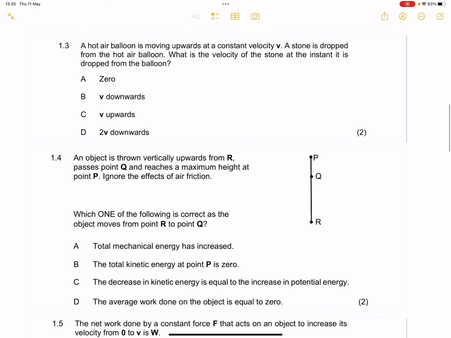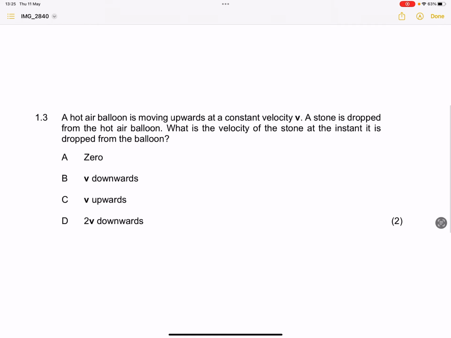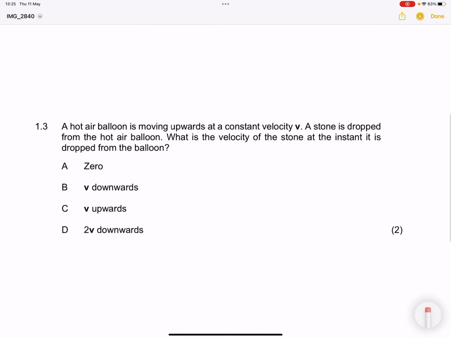Right, so the next question, they say we've got a hot air balloon that is moving upwards at a constant velocity v. They say a stone is dropped. Note that it is dropped, but please remember, ladies and gents, because it was in a moving air balloon, the initial velocity of the stone will assume the velocity of the air balloon, because they were all moving together.